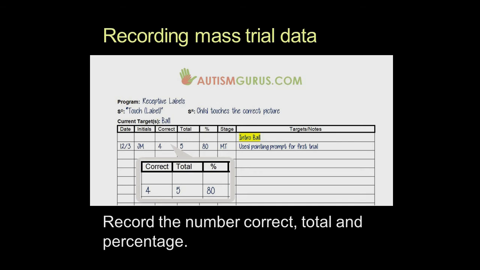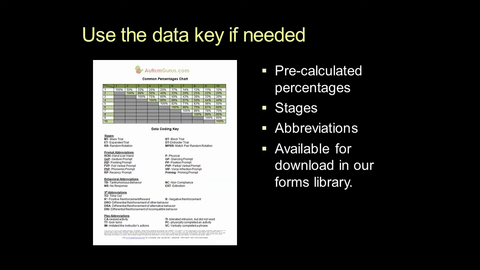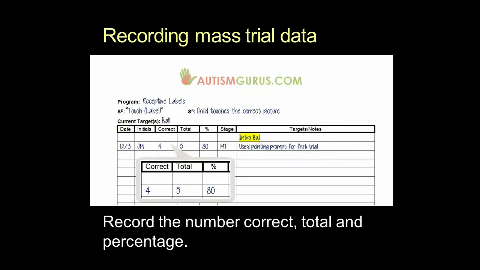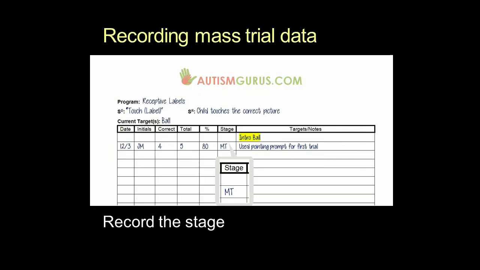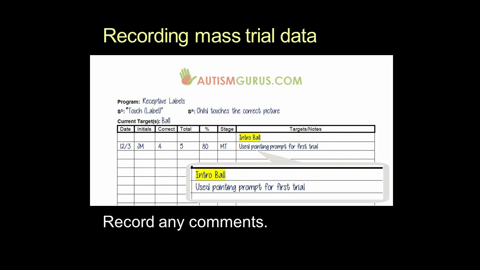Next, calculate the percentage. If you need to, use the data key. You will quickly memorize most of the percentages, but they are pre-calculated for you on the data key, which is available for download in our Forms library. I recommend placing it on the outside of the data book inside the clear plastic cover. Here, the percentage is 80%. Write the stage; here it's MT for mass trial. The abbreviations are also explained on the data key.